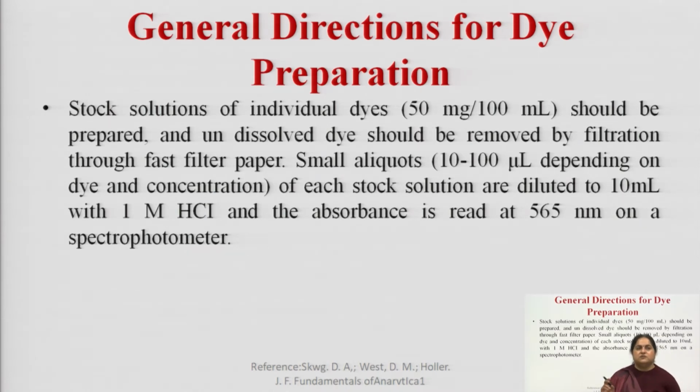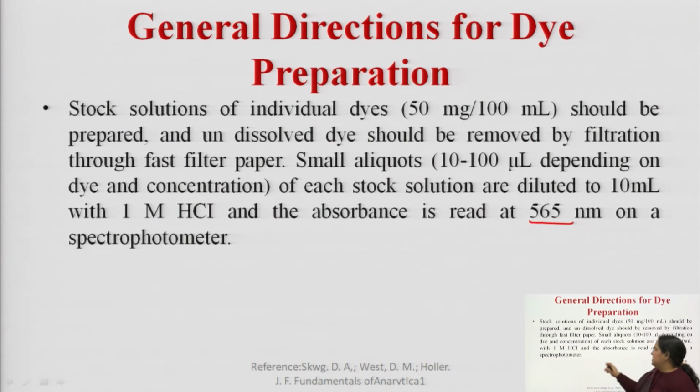Stock solutions of individual dyes, 50 milligrams per 100 ml, should be prepared, and undissolved dye should be removed by filtration using a filter paper. Small aliquots of 10 to 100 microliters, depending on dye concentration, of each stock solution are diluted to 10 ml of 1 molar HCl, and the absorbance is read at 565 nanometers on a spectrophotometer.